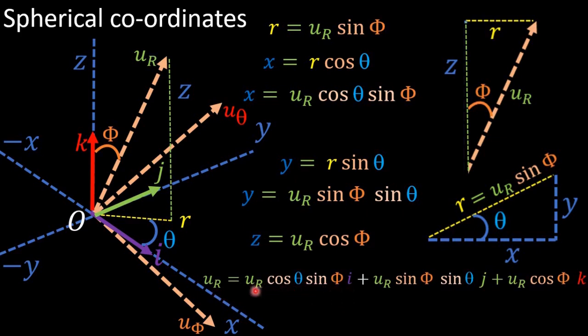So all I did was multiply this length here by the unit vector i to show us that that is in the i direction. And then I took y here, put it there to get u sub r times sine phi times sine theta multiplied by the unit vector j, which is telling us that is in the j direction, and u sub r times cos phi, so this length here, multiply that by the unit vector k to tell us that that is in the k direction. Okay, so that is for u sub r.